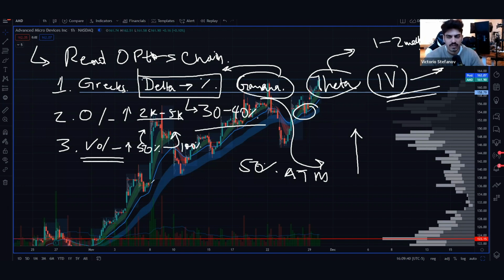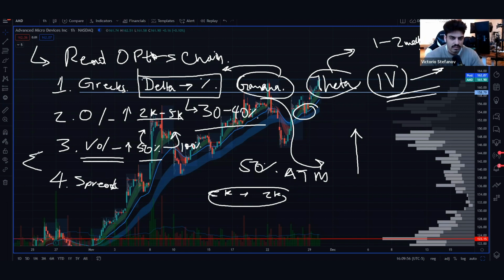So if the OI, for example, is 5K, and the volume is 2K, that's fine, right? It's around 50% of it. And then we're going to look at the spreads as well, because we don't want too wide of a spread. That's going to counterbalance these and say, okay, well, this option's not that liquid.